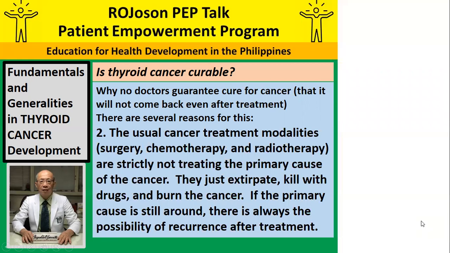The usual cancer treatment modalities like surgery, chemotherapy, and radiotherapy are strictly not treating the primary cause of the cancer. They just extirpate, kill with the drugs, and burn the cancer. If the primary cause is still around, there's always the possibility of recurrence after treatment.